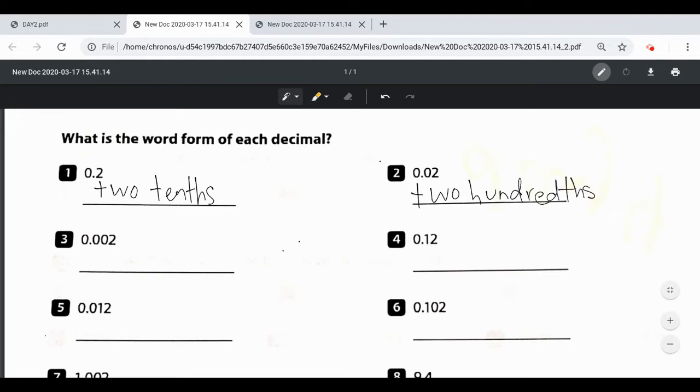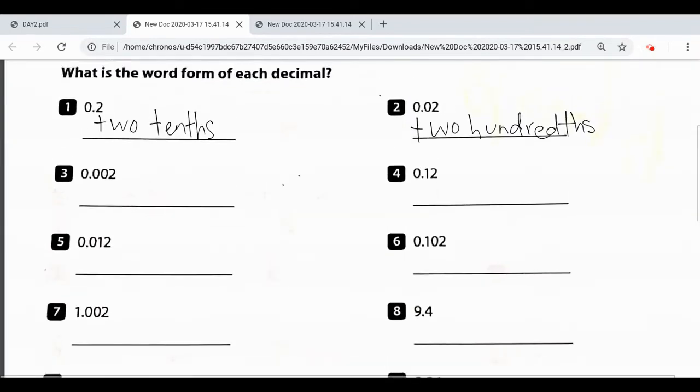And again, there's not a whole lot of room on this page. I have a little more room because I made it a PDF file, but you don't have as much room as I do. So you can do this on a separate sheet of paper. You can do it in your math notebook to make sure that you have enough space and you feel comfortable writing.